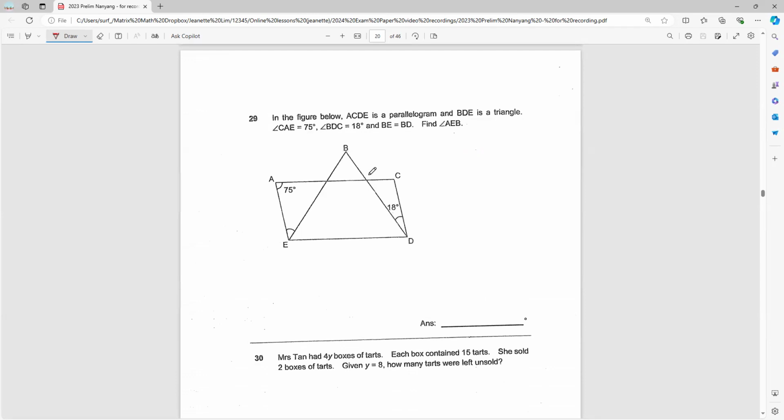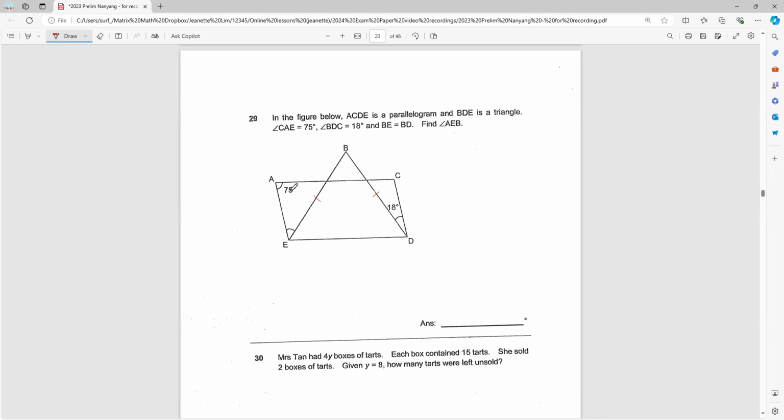Question 29. In this figure below, we have ACDE, a parallelogram, and then we have BDE, a triangle. This is 75, this is 18. BE equals to BD, BE and BD. Okay, we have isosceles triangles. Find AEB, which is this angle marked out over here.